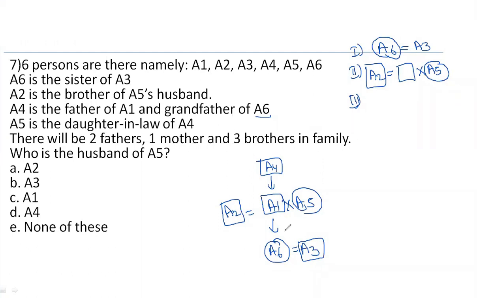Who is the husband of A5? Who is the husband of A5 means what is the answer for the question? Husband of A5 means where is A5? A5 is here. Husband of A5 is nothing but A1. What is the answer for the question? Answer for the question is nothing but option C, A1.